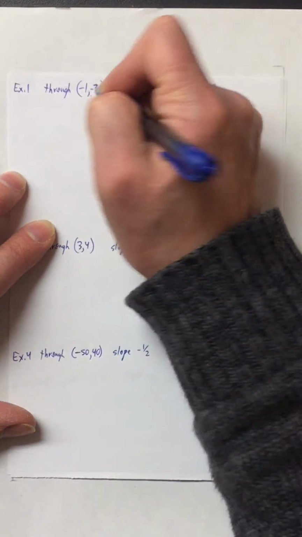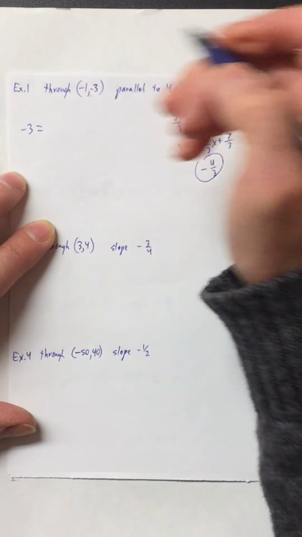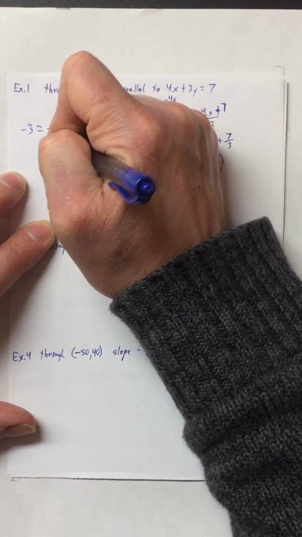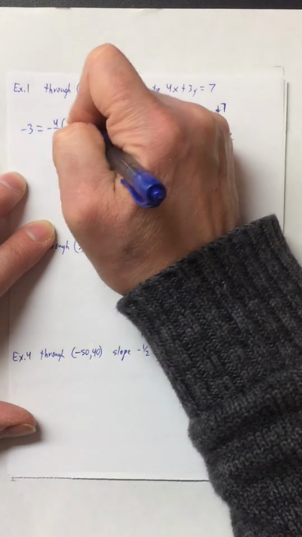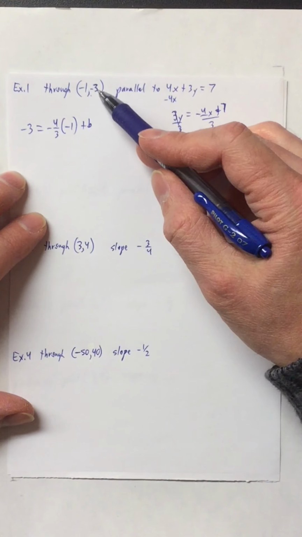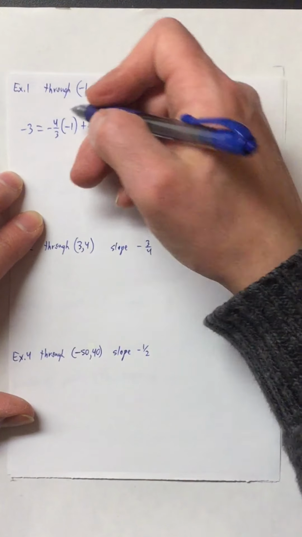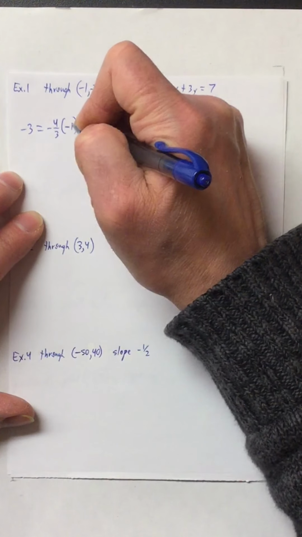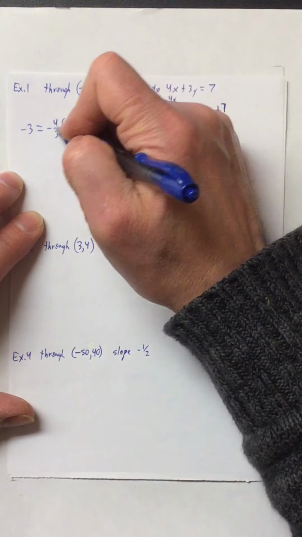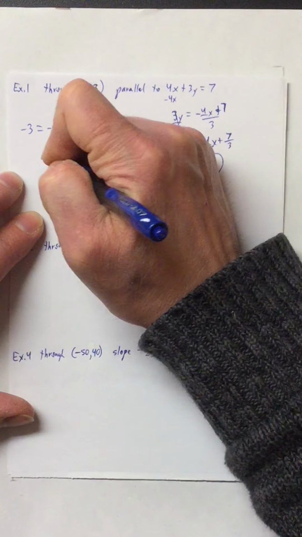So my y value is negative 3 equals my slope, negative 4 over 3, my x value, negative 1, and then plus b. The only difference is that you only have one set of coordinates. You don't have two to pick from, so you just put that one in. So 1 times that's not going to change the value, but negative times negative makes it a positive, so 4/3 plus b here.